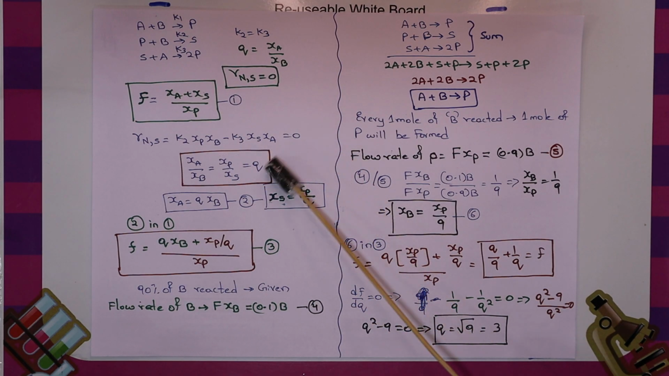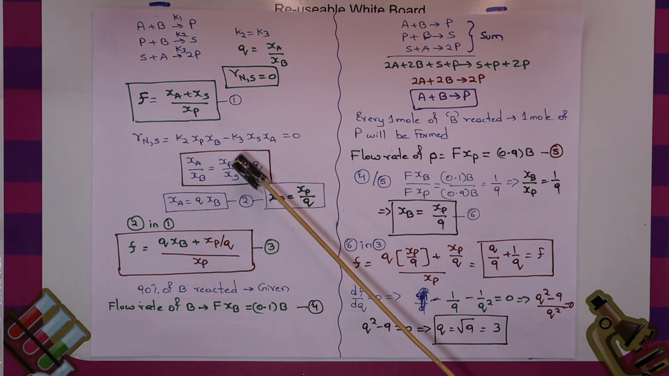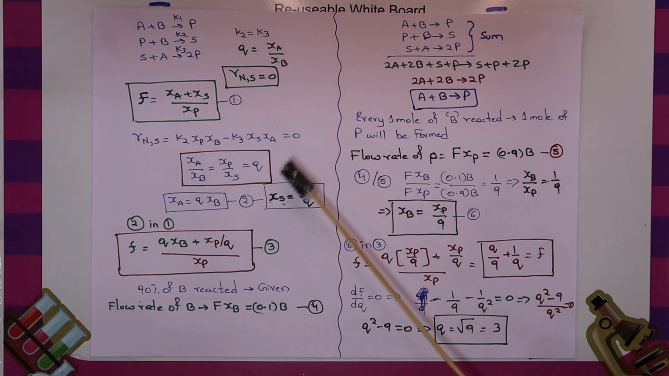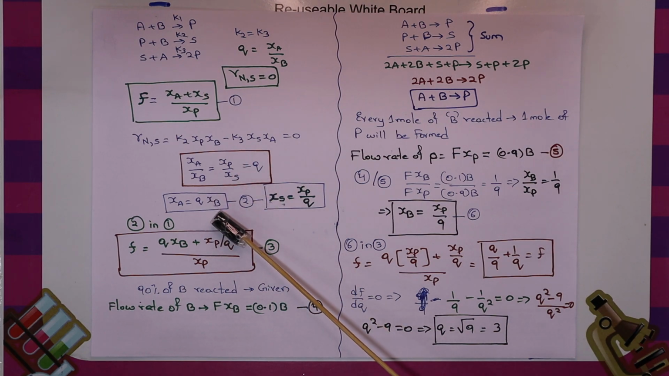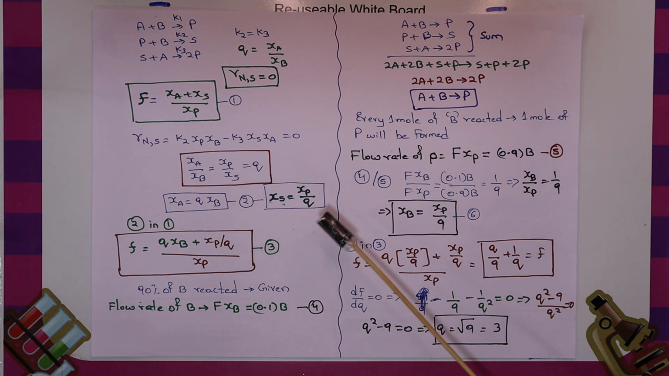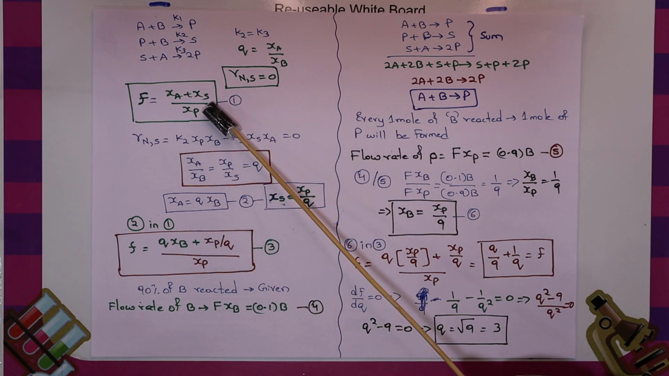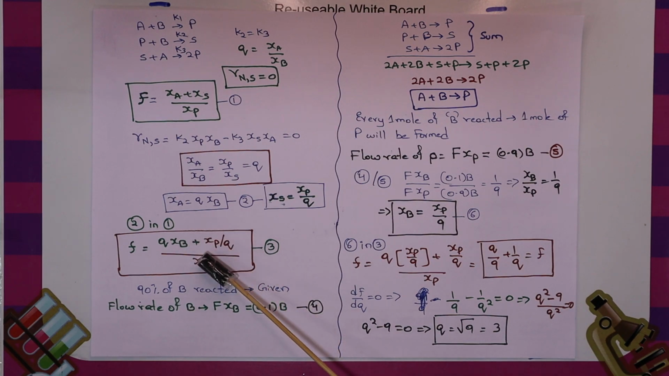This is given. From this we get information about the ratio: XA by XB is nothing but XP by XS, and XA by XP is nothing but Q. So XA from this information is Q times XP, and XS is XP by Q. Let us take this as equation number 2. Let us substitute these values in this function. The function value now becomes Q times XP plus XP by Q, divided by XP.